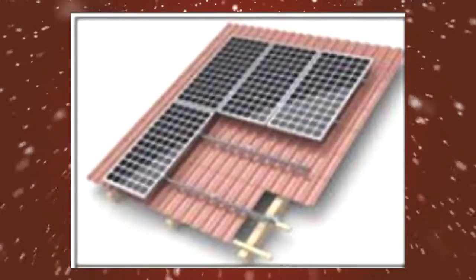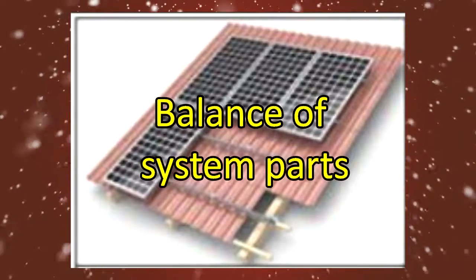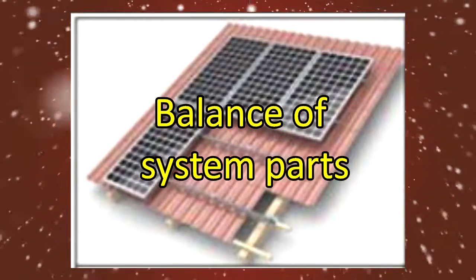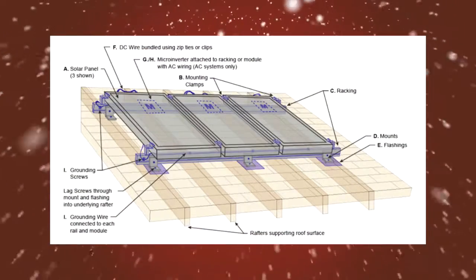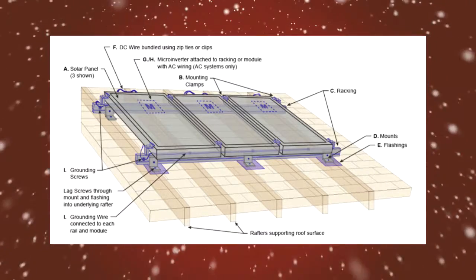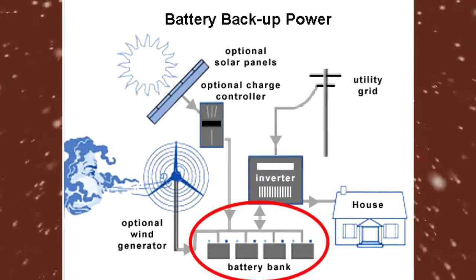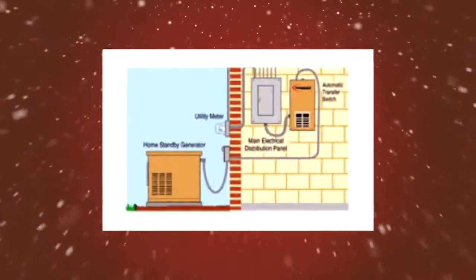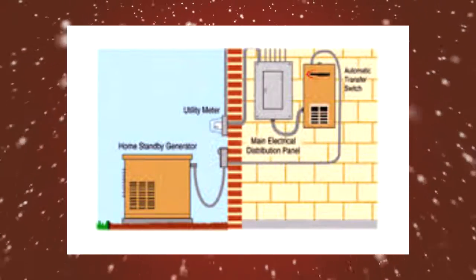You'll also need other parts to make your system work. These are called balance of system parts. A typical small solar electric system usually includes the following balance of system components: mounting rack and hardware for panels, wiring for electrical connections, power conditioning equipment such as an inverter, batteries for electrical storage, although these can be optional, and a standby electrical generator, also optional.